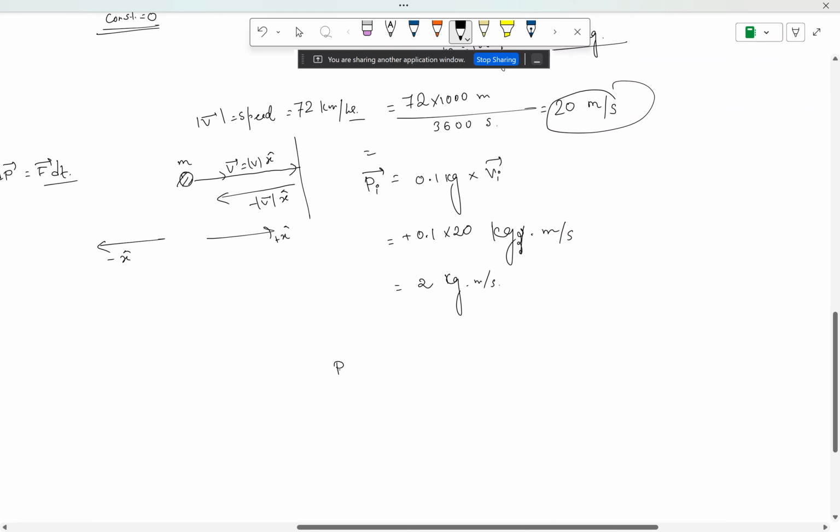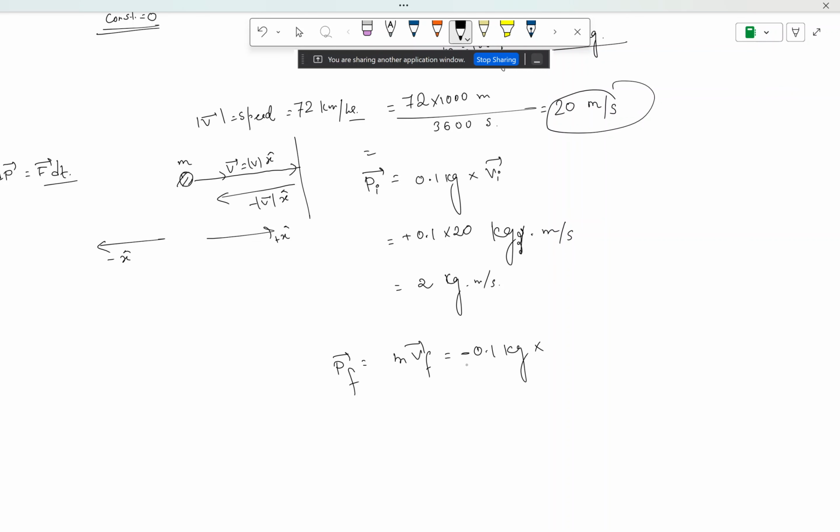Now while rebouncing back from the wall, its momentum is p final equal to m times v final, which is 0.1 kg into minus 20 meter per second, because now the velocity direction has flipped but the value remains the same. That is minus 2 kg meter per second.